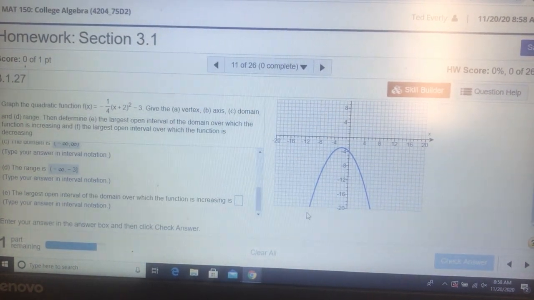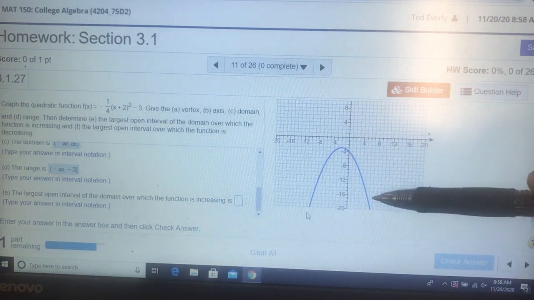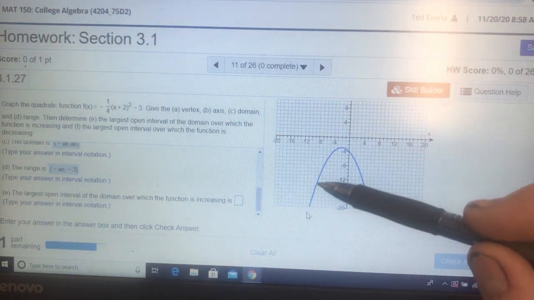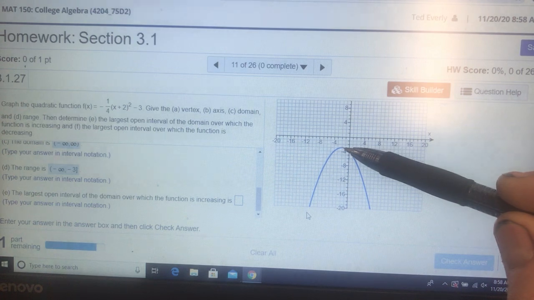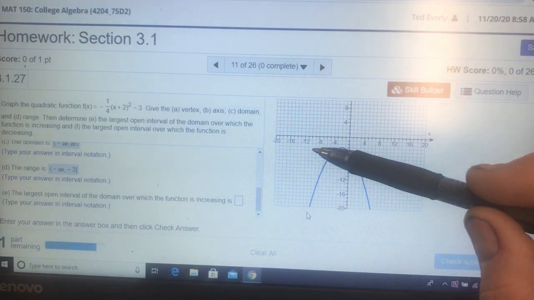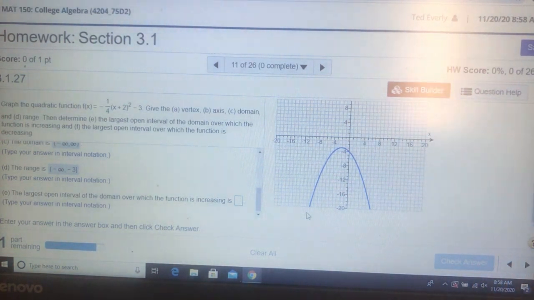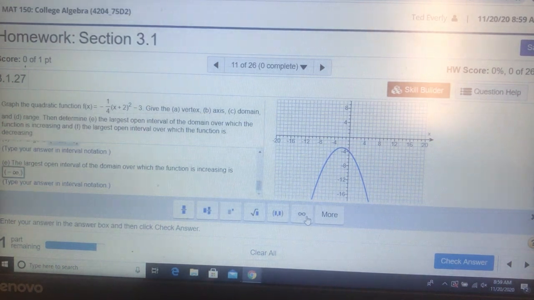All right, good deal. Now, here we're doing the largest open interval on which the function is increasing. Increasing as you go from left to right goes up. And this right here is increasing, because as we're going from left to right, this is going uphill. And it stops right there at my vertex. So it goes from -infinity on x all the way up to -2 on x. And increasing and decreasing never has brackets. It's always parentheses. So we're going to do -infinity to -2.